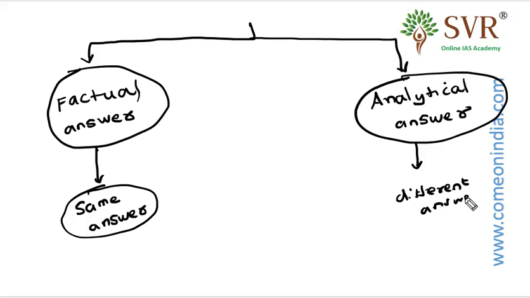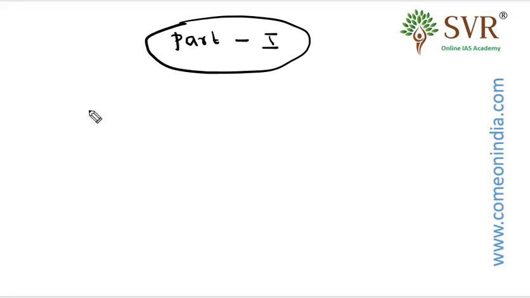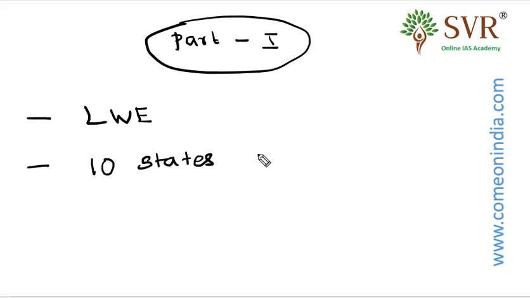First, let's define what is red corridor. You should write your answer within 2 or 3 lines. The red corridor area in India is under the influence of left wing extremism or Maoists. That's 1 point. Second point, the red corridor area is spread across 10 states. The state names you can also mention. They are Andhra Pradesh, Bihar, Chhattisgarh, Jharkhand, Madhya Pradesh, Odisha, Telangana, Uttar Pradesh and West Bengal. That's all. Definition is over. Part 1 is over. Now let's move to part 2 of the question.